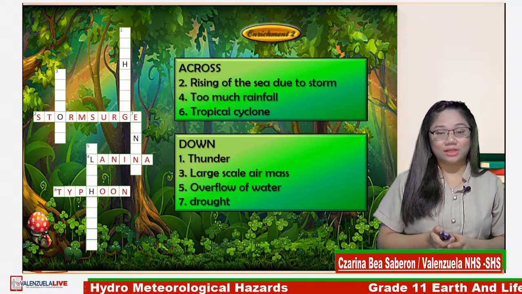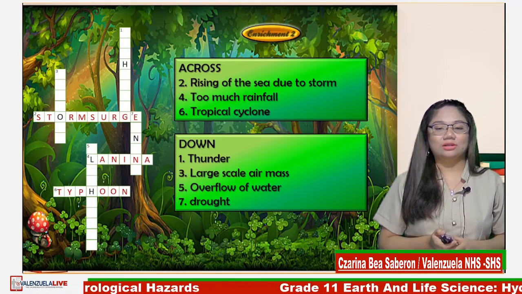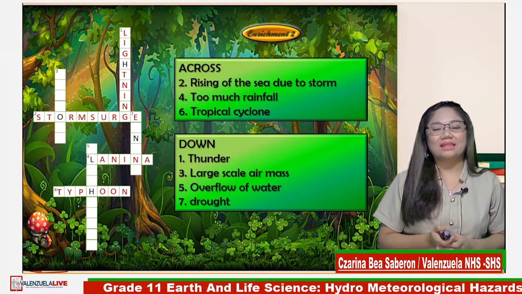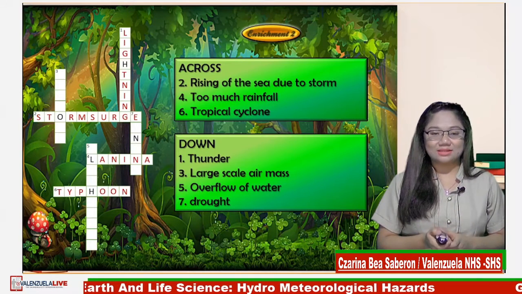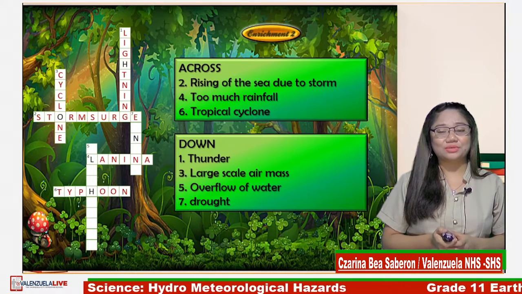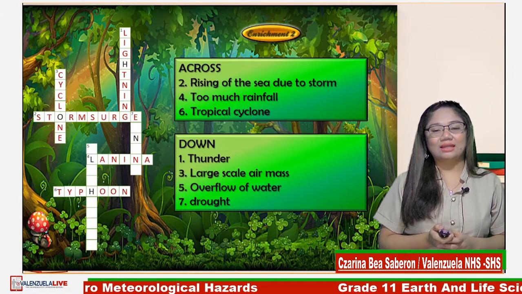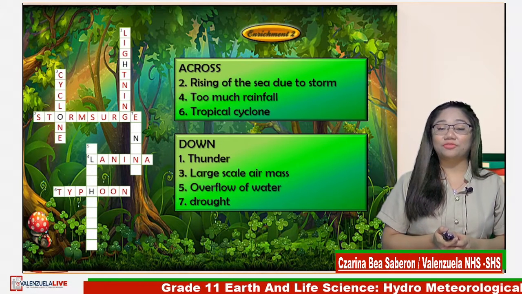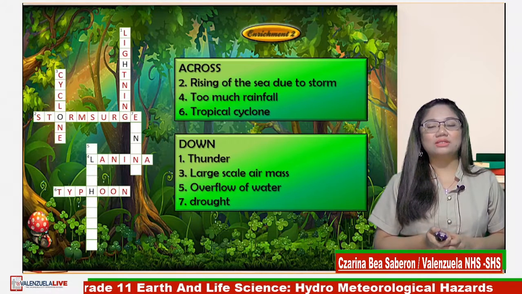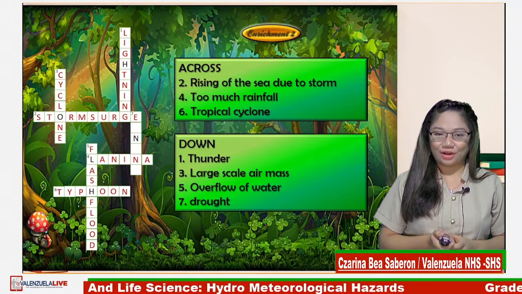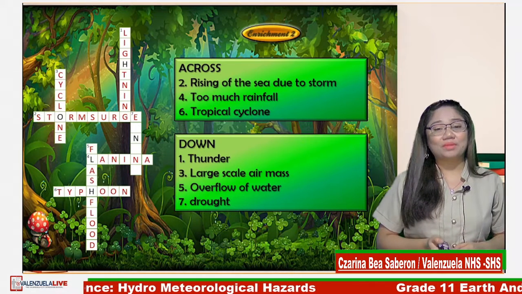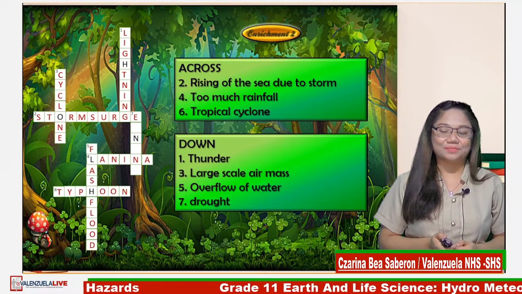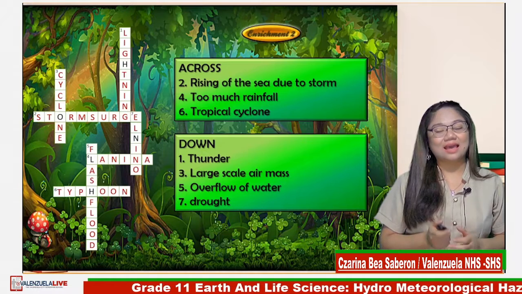And then downward this time, so let's have thunder. Thunder and lightning, very good. Then large scale air mass. That is referred to as what? All right, the answer is cyclone. And overflow of water, number 5. Overflow of water is referred to as flash floods. All right, and lastly, it is being described or associated with drought. What is that? Well, definitely that is El Nino.